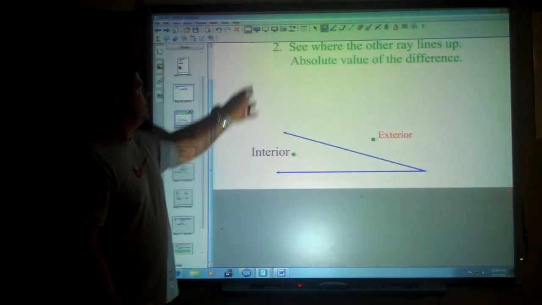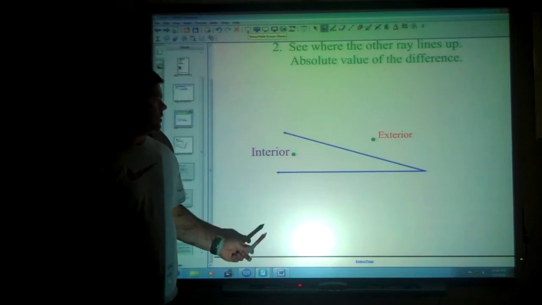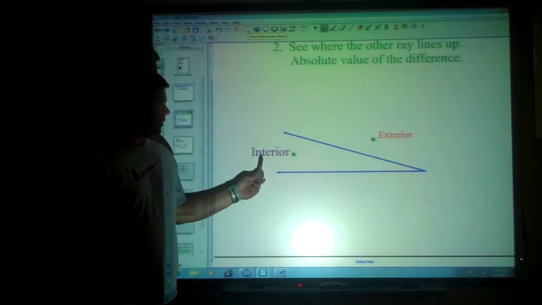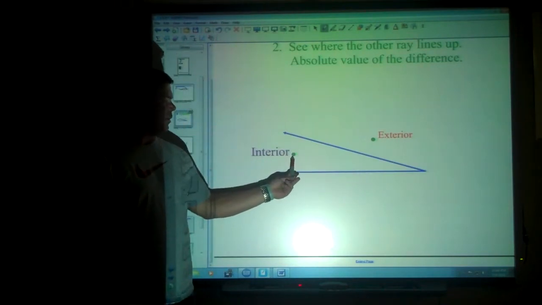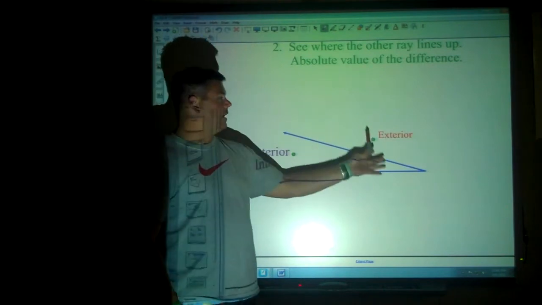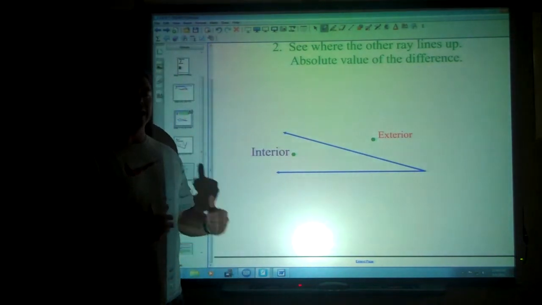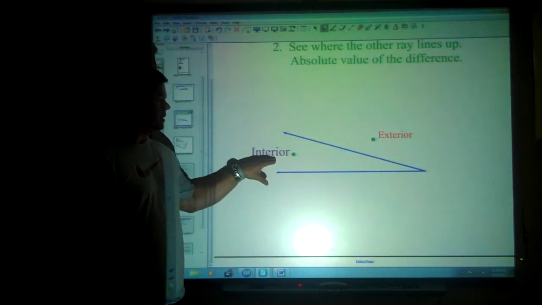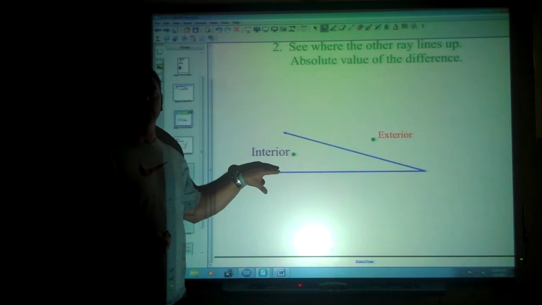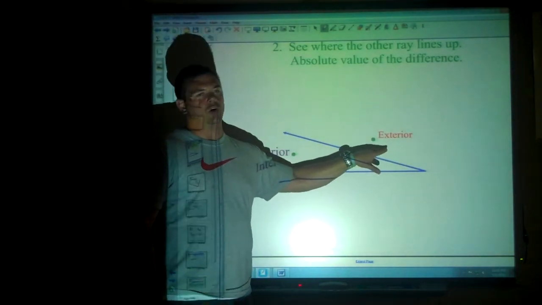All right? We also look at points in relation to an angle. In this angle, this dot right here would be considered an interior point, because it's between the two rays. Anything outside those two rays, here, here, here, here, here, would be considered an exterior point. So there's interior paint that's used for the inside of your home, and exterior paint, which is used for the outside of your home.